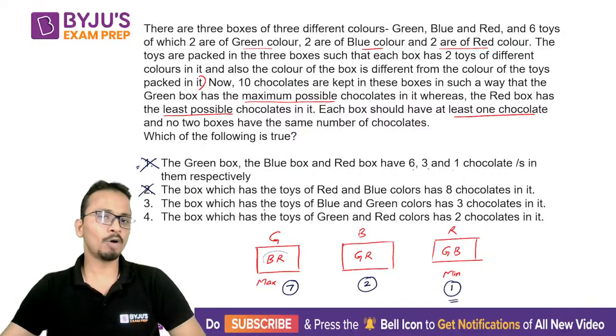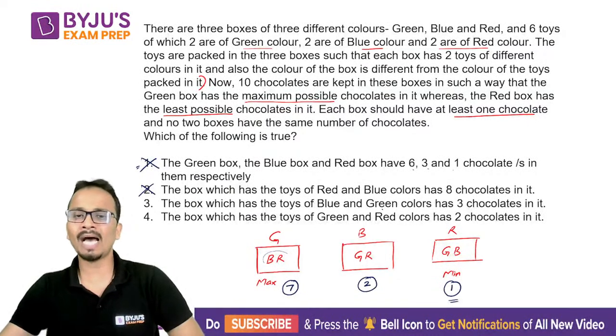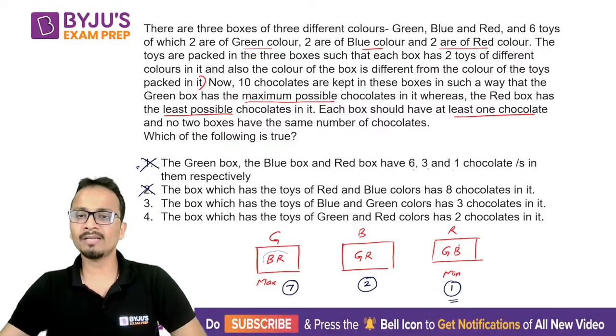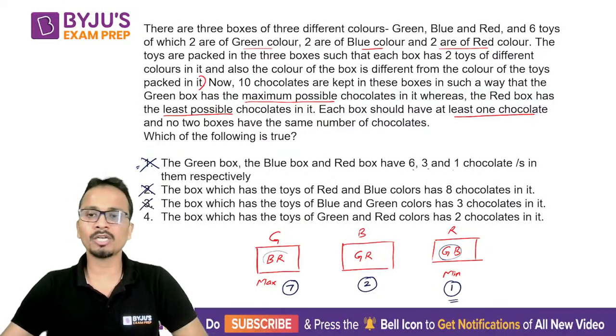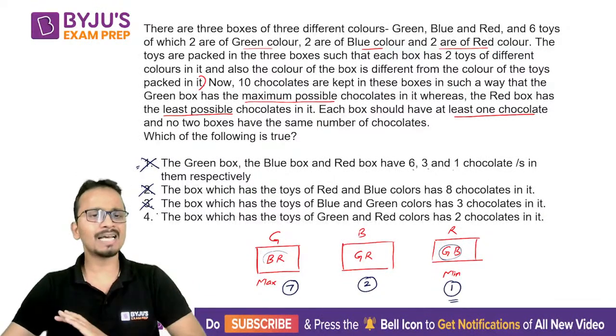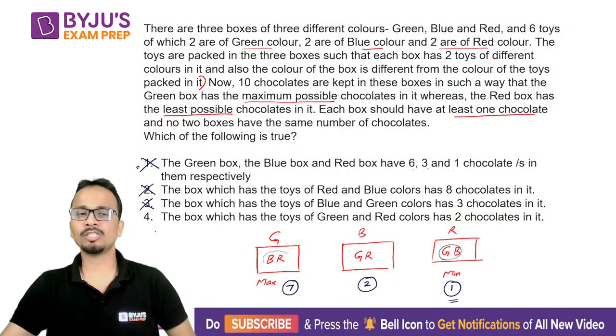Third option, the box which has the toys of blue and green color. So blue and green color, that means they are talking about the red box, has 3 chocolates in it. No, it does not have 3 chocolates. It has only 1 chocolate. So first 3 options are absolutely incorrect. So answer should be option number 4.